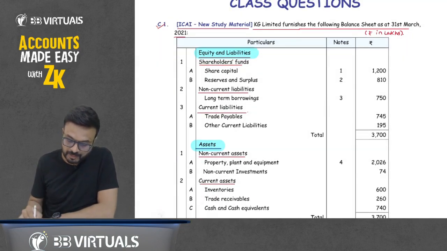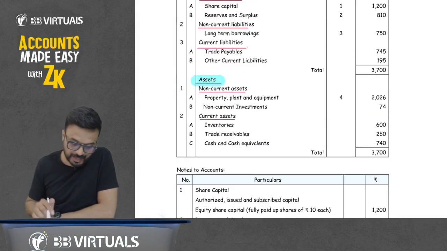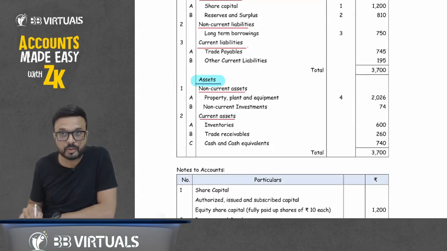Share capital 1200, reserve and surplus (note 2) 810, non-current liabilities, long-term borrowings (note 3) 750, current liabilities, trade payable 745, other current liabilities 195. This is the total of the liability side. Asset side: non-current assets, meaning long-term assets, property, plant and equipment (note 4) 2026, non-current investment 74, then current assets, inventories 600, trade receivable 260, cash and cash equivalent 740. You can see the total of the liability side and the asset side is 3700.